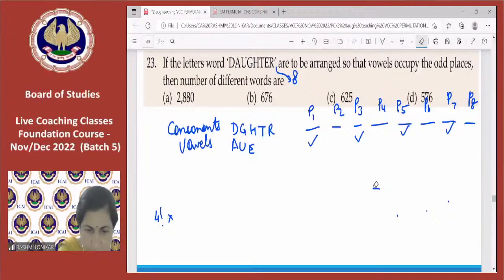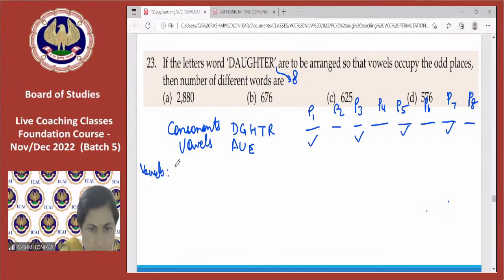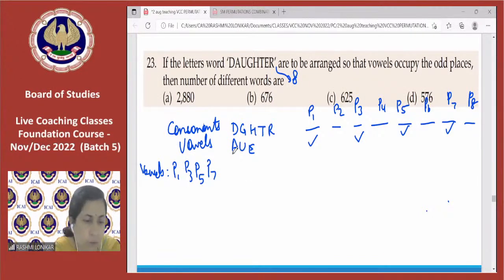Let me just write it from the left hand side so that it becomes easier for all of us. So out of these places, I have how much for the vowels? Start from here. For the vowels, which are the positions that I have? P1, P3, P5 and P7. How many vowels are there? 3. So I have 4P3. Now consonants, which are the positions that I have?